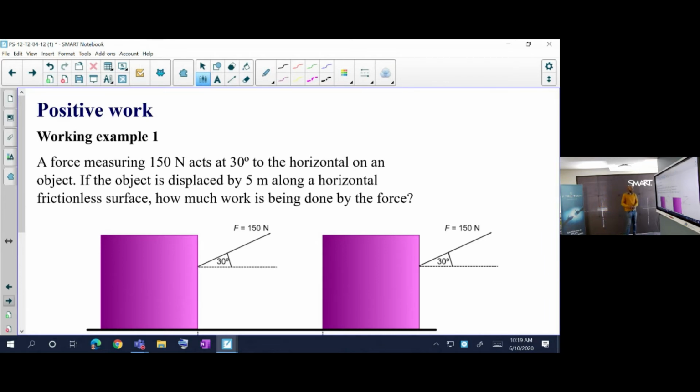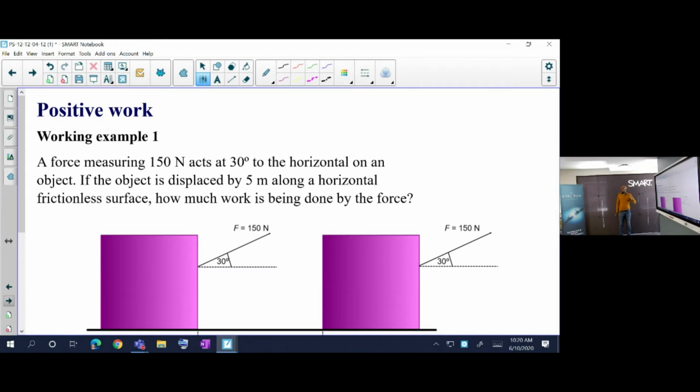A force measuring 150 Newton acts at 30 degrees to the horizontal on an object. This is the angle that I was talking about earlier. If the object is displaced by 5 meters along a horizontal frictionless surface, how much work is being done by the force?